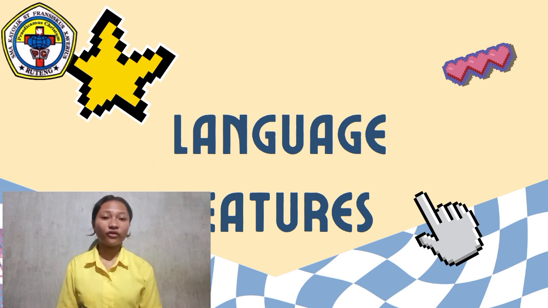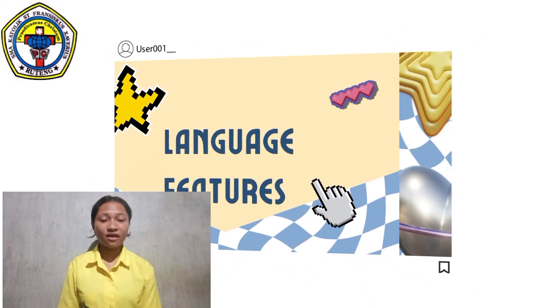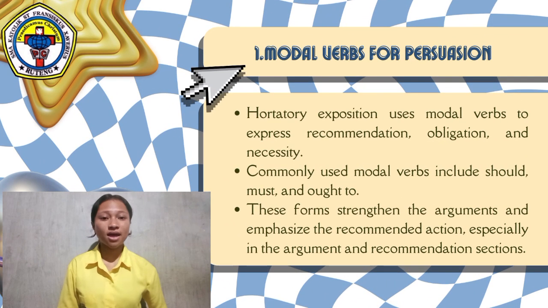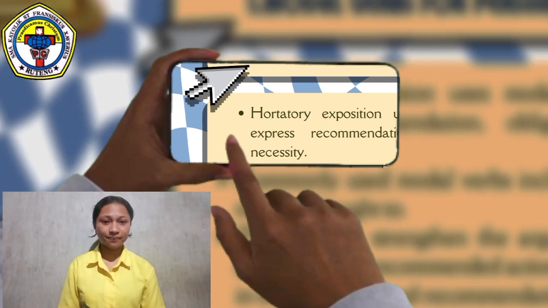Language features of hortatory exposition. First, modal verbs. Hortatory exposition uses modal verbs such as should, must, and ought to or have to. These words express recommendation, obligation, and necessity. They strengthen the arguments and emphasize the recommended action.